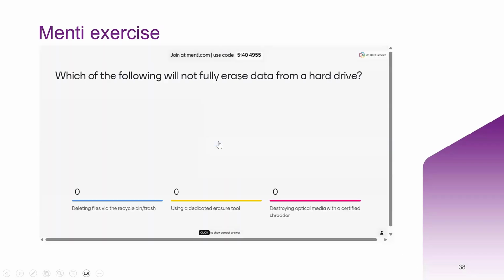Quick Menti on disposal. Which of the following will not fully erase data from a hard drive? Yes, we're getting answers. Fantastic.